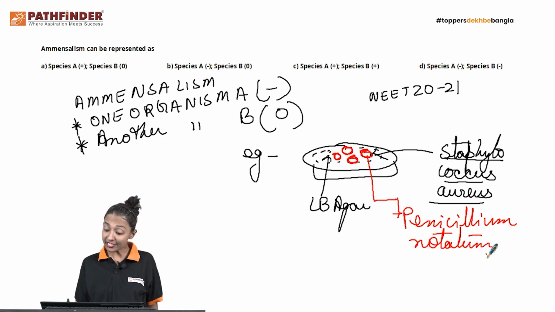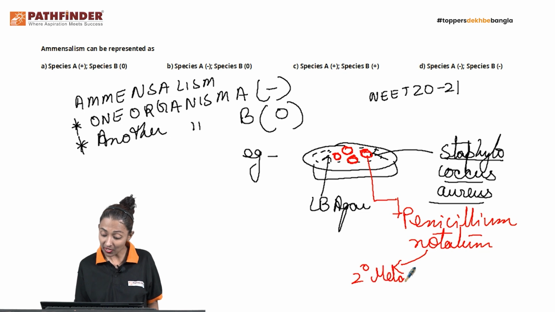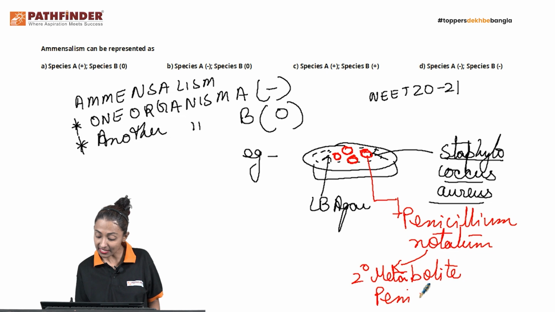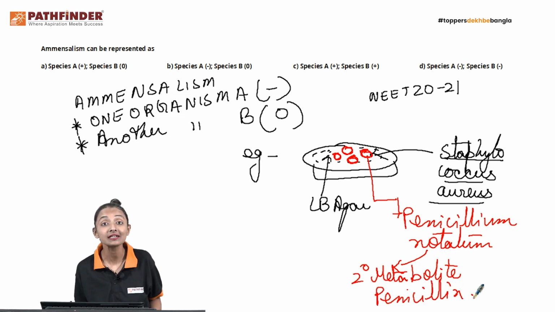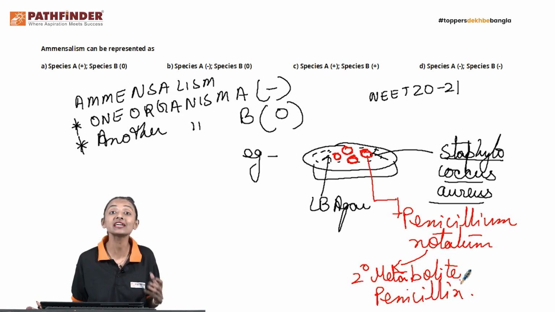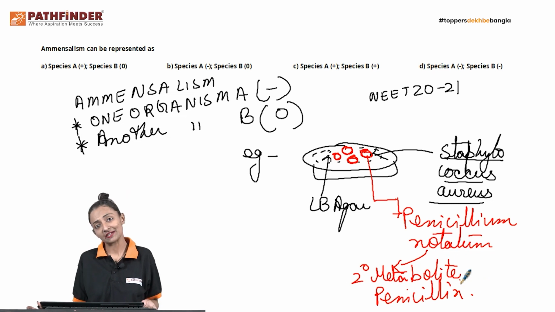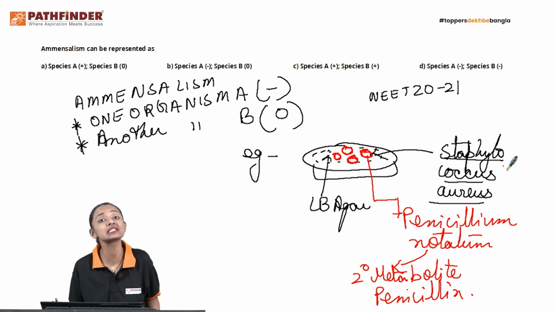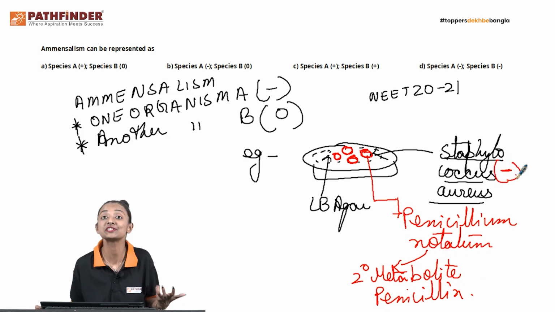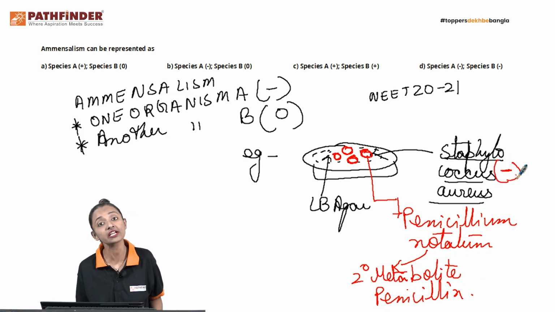it releases a secondary metabolite called penicillin. This penicillin is nothing but an antibiotic. And we all know that antibiotic kills bacteria. So penicillin kills Staphylococcus aureus. So this becomes minus because it is dead, and there is no effect on penicillium.